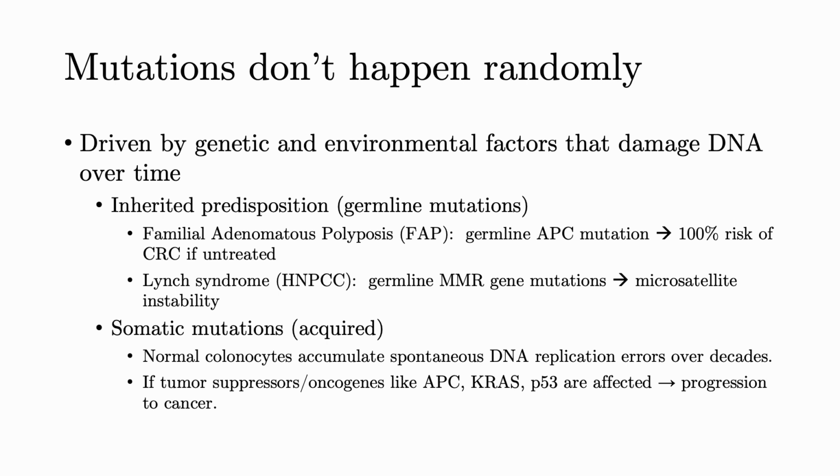So, colorectal cancer doesn't appear overnight. Instead, it arises gradually through the accumulation of genetic and epigenetic changes that transform normal colon tissue into cancer. But what actually causes these mutations? Let's break it down. First, we have inherited predispositions.